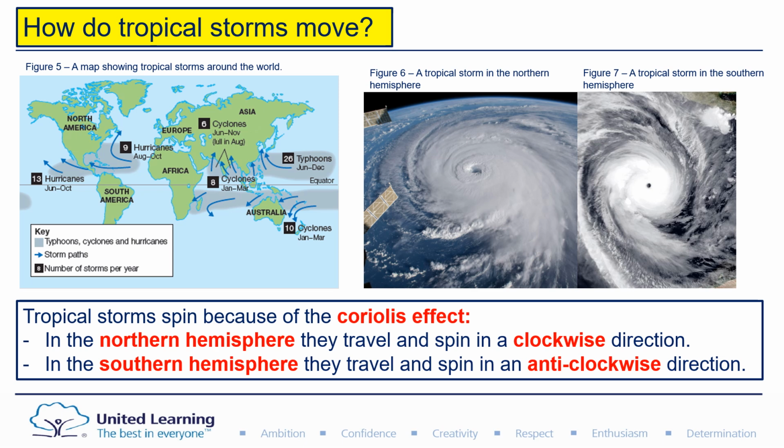So, tropical storms, how do they move? Tropical storms spin because of the Coriolis effect, and that creates these rotating storms. In the northern hemisphere, they travel and spin in a clockwise direction, whereas in the southern hemisphere, they travel and spin in an anti-clockwise direction.